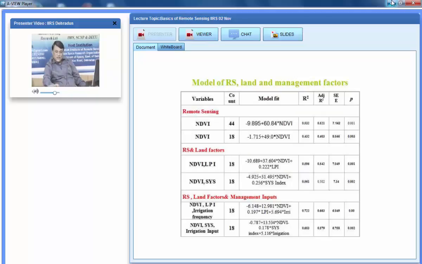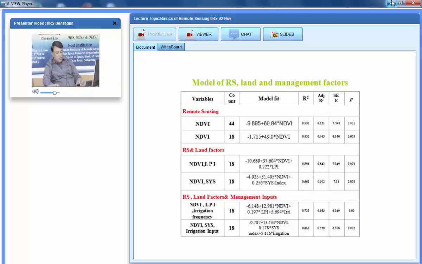That is explaining a variance of only about 50%. But when you add a soil factor, mainly the land productivity index or soil productivity index, it improves to a little extent, to 55 to 60%. Further, if you add irrigation management or fertilizer from farmer interviews, it can improve still further to 65 to 70% of the variance explained in the yield.